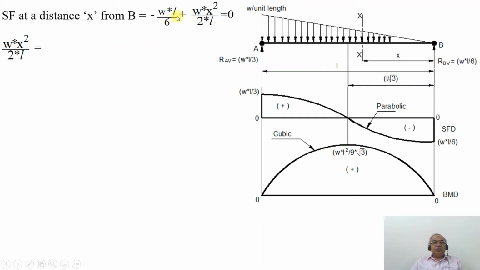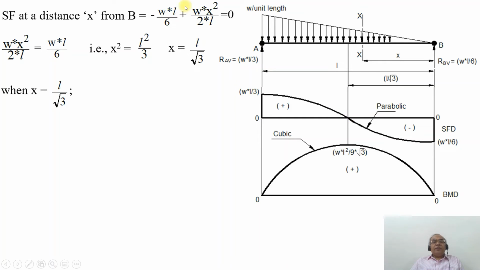Taking this to the right hand side or the left hand side, whichever way you want, you are going to get Wx square by 2L equal to WL by 6. So the value of x square will be equal to L square by 3. Therefore, x is equal to L by root 3. At this distance x equal to L by root 3, the value of SF will be equal to 0.